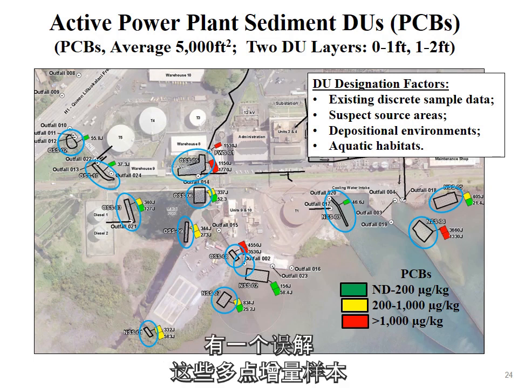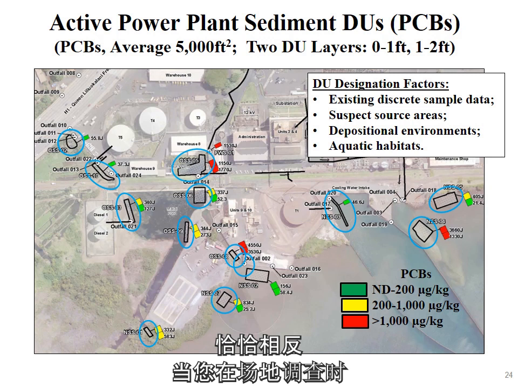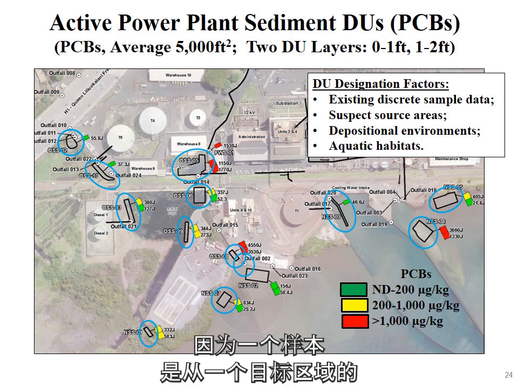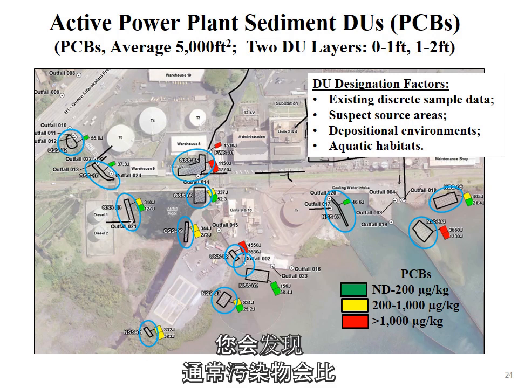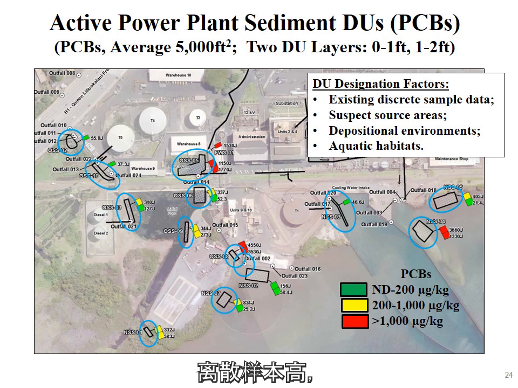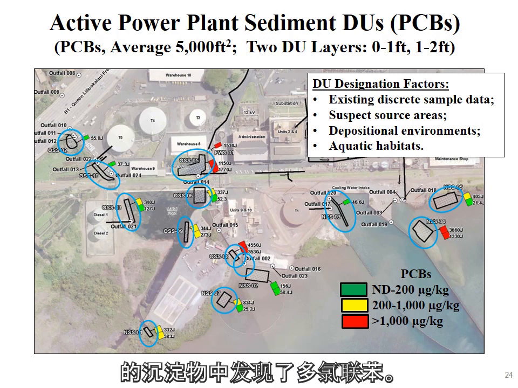So there's a misconception that these multi-increment samples will dilute out the concentration and you're going to hide contamination. It's the exact opposite when you do it in the field, because one sample is collected from so many points within a targeted area, you actually tend to catch the hot spots, and you'll find far more contamination typically than you would with discrete samples and at higher concentrations. So you see here they found PCBs in the sediment at several of the areas across the site.